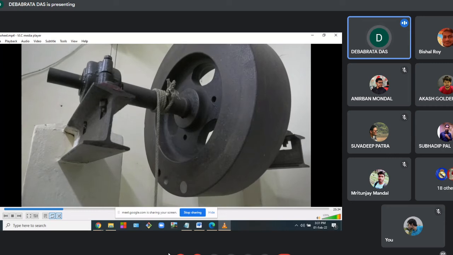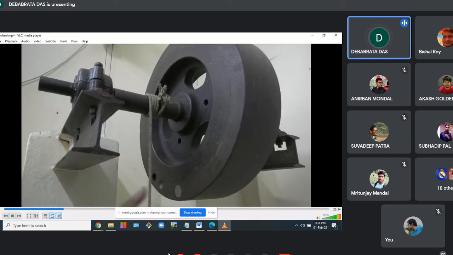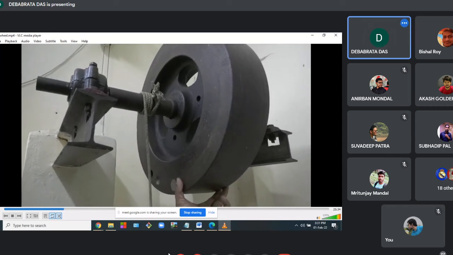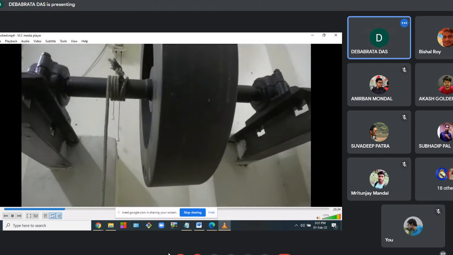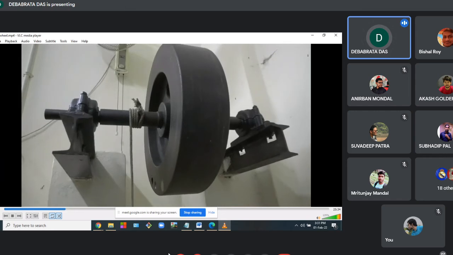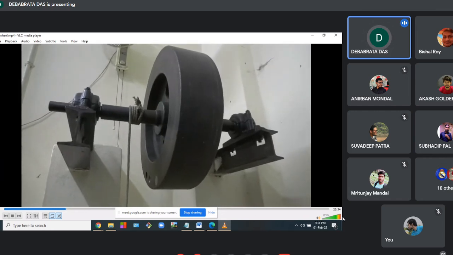Now the mass of the flywheel is given in the data sheet. The mass of the flywheel is 140 kg. Okay. So this is all about this experimental setup. Now I will explain the experimental procedure.